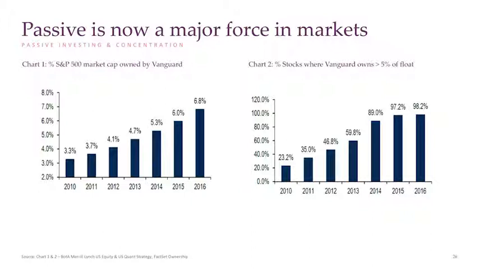The more interesting one is the bar chart on the right-hand side, and that's the percentage of the stocks where Vanguard owns more than 5% of the float. In 2010, 23% of the stocks. Now it's an incredible 98% of stocks. So what does this all mean? In short, it can result in very distorted share prices. In the active world, a company's share price is determined by fundamental considerations, such as the quality of the company and valuation. In the passive world, the share price is solely driven by inflows or outflows from passive funds, not by investment fundamentals.